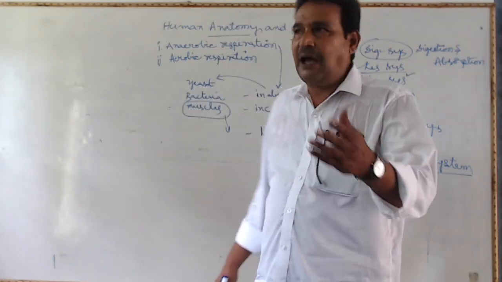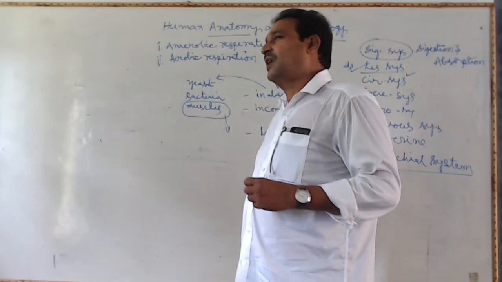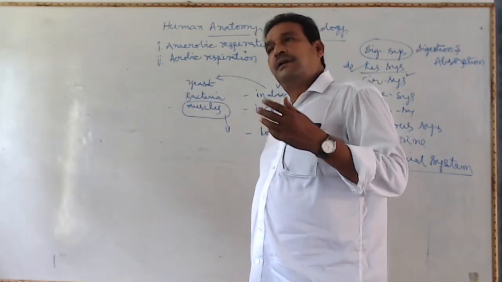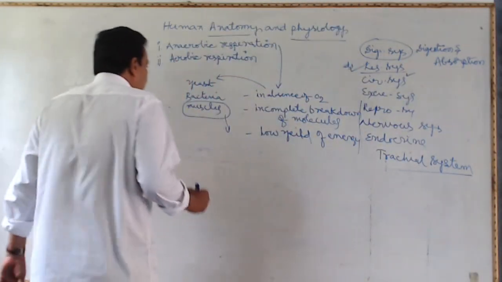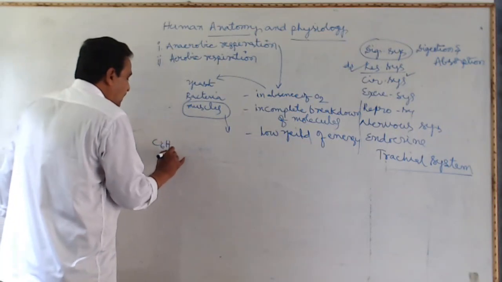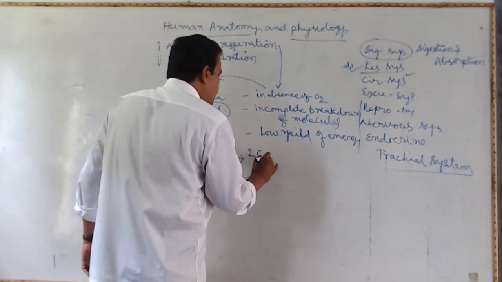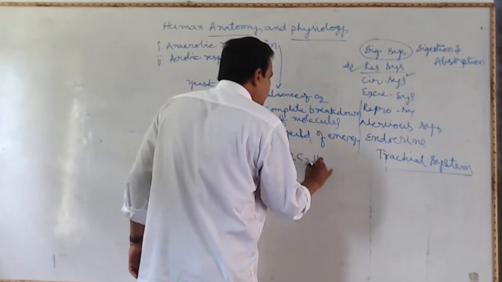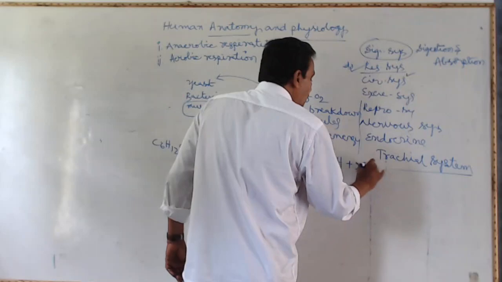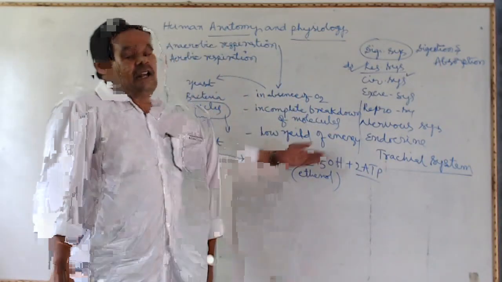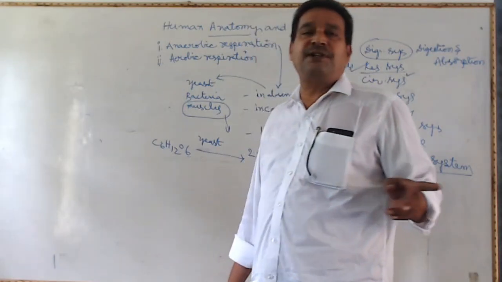Recall what we have studied in 10th class about anaerobic respiration. During vigorous exercise, our muscles can perform anaerobic respiration. C6H12O6, in yeast, gives 2CO2 plus 2C2H5OH, ethanol, plus only 2 ATP, very little energy. This is also called fermentation.